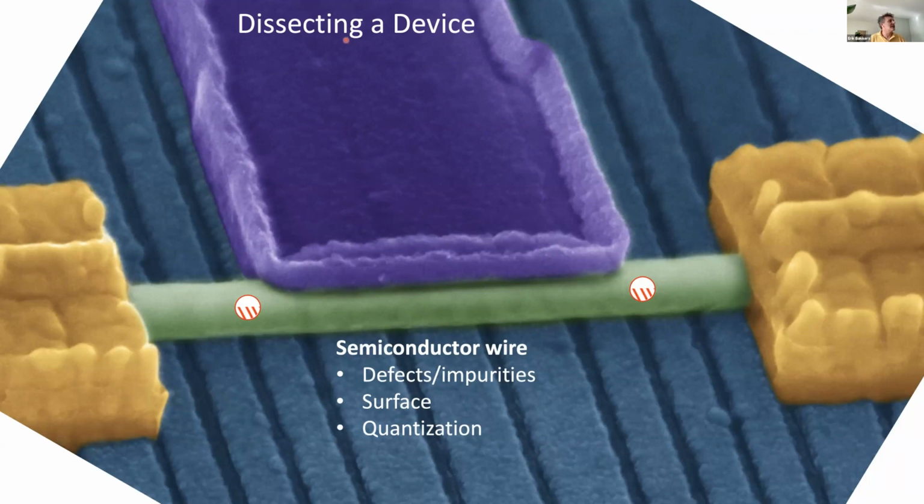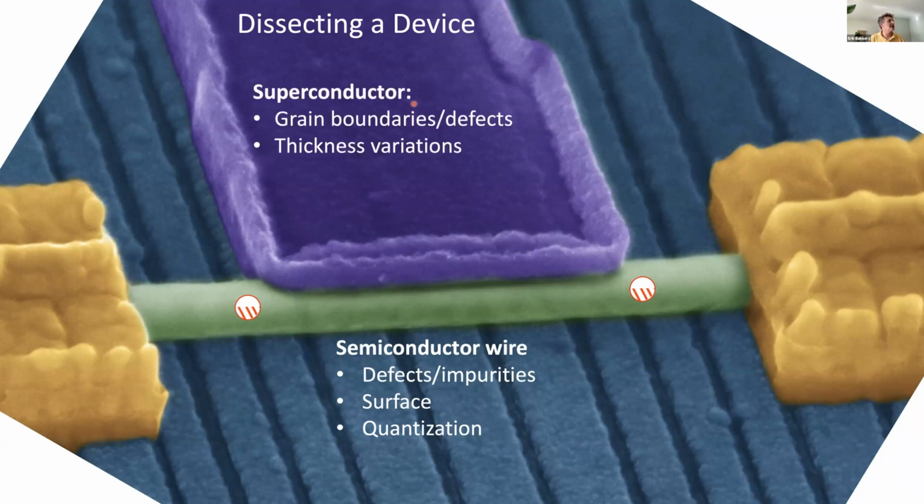And let's dissect this device to a further extent. So here on top, we have the superconductor. And in the superconductor, we may have grain boundaries or defects. Maybe the superconductivity is not so sensitive, but it still adds disorder to the system. In addition, we may have thickness variations of the superconductor, and the superconducting gap may vary with this thickness. And then we have the interface between the superconductor and the semiconductor.